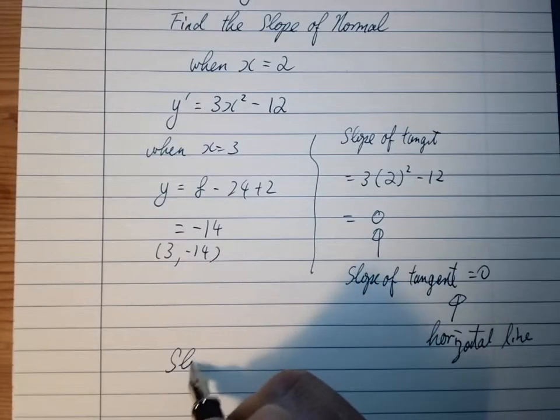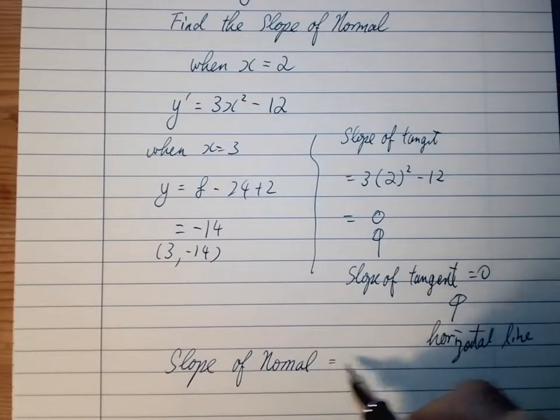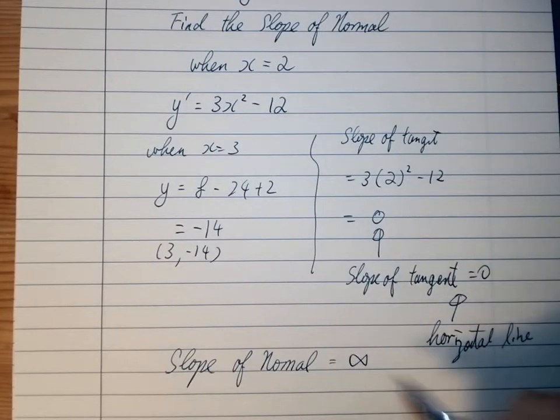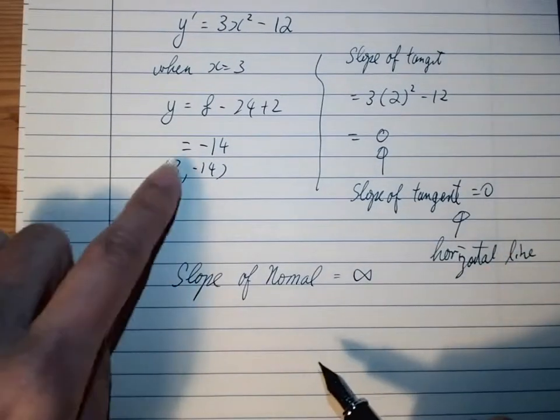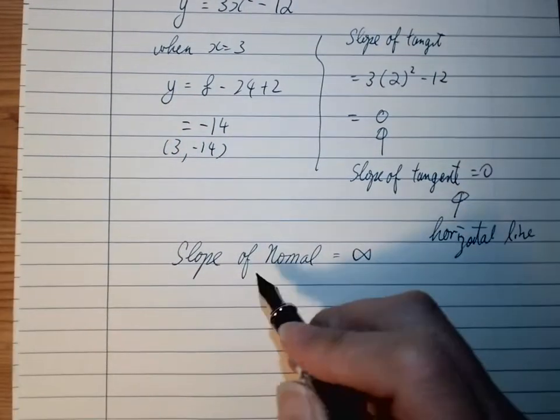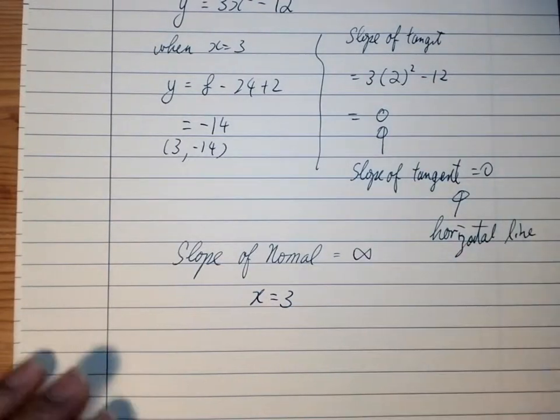So the slope of normal will be infinity, because it never happens. But the equation of the normal will be the vertical line, so it will become x equals 2. This is not a good example. Let's try one more.